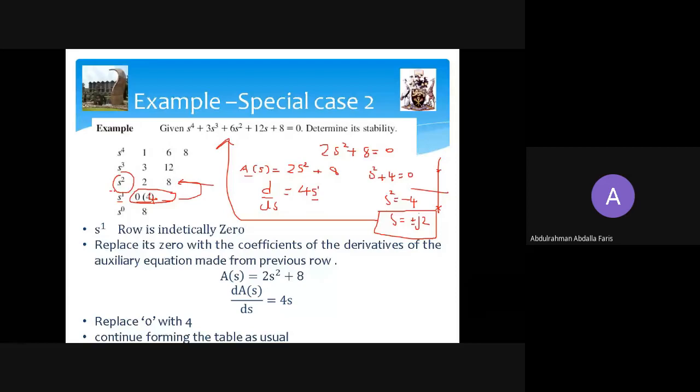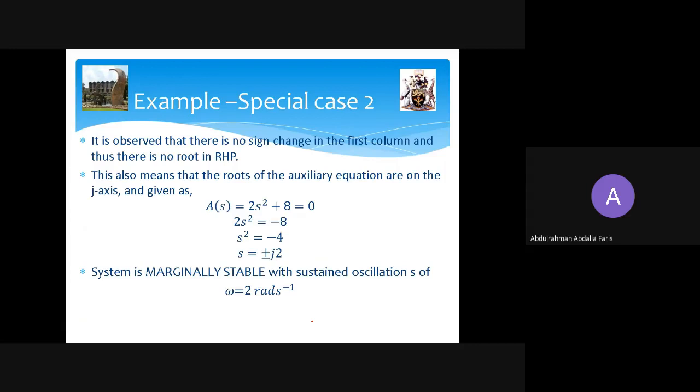Let me just repeat myself. Once you have a zero row, you take the equation above it, which is the auxiliary equation, and differentiate. What you get, you replace that zero row with those coefficients of the derivative of the auxiliary equation, as we did here. So you replace with 4 in this equation, and then continue forming the table as usual.